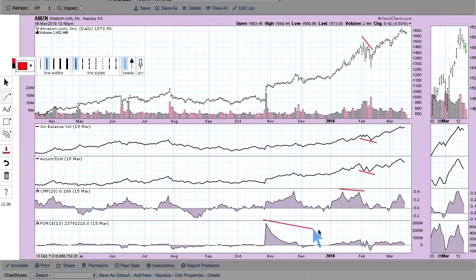So let's see what's going on here. We've got declining tops on the Elder Force Index. And what's going on with tops during this period of time? They're rising. That would be considered a negative divergence. Got declining tops, but rising price tops. So your expectation when you have this type of negative or bearish divergence, you should start to expect a decline.